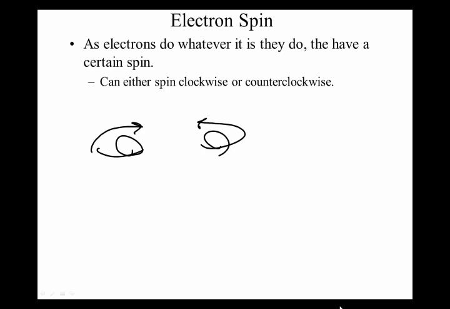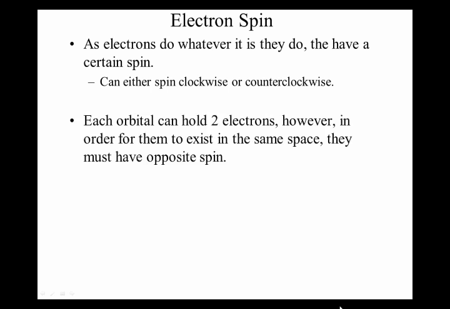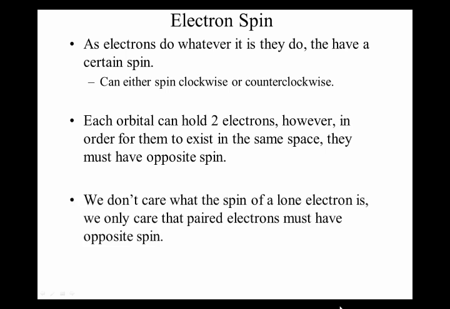So each orbital can hold 2 electrons. However, in order for them to exist in the same space, they have to have opposite spin. We're not going to care what the spin of a lone electron is. In fact, a lone electron, an electron hanging out by itself in an orbital, actually keeps changing direction. It'll go clockwise and counterclockwise for a bit. It just keeps switching direction. What's important is that 2 paired electrons have to have opposite spin. One of them has to go one way, the other has to go the other way.